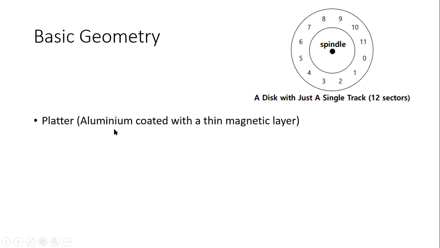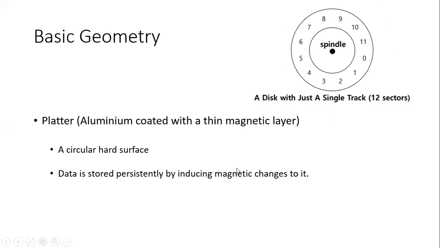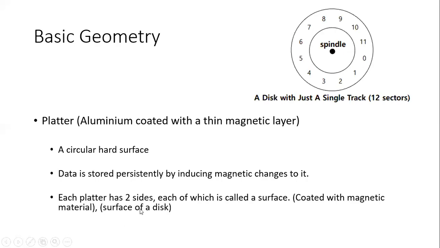The platter is aluminum coated with a thin magnetic layer, a circular hard surface, so nothing but the disk we can say. Data is stored persistently by inducing magnetic changes to it, right? Each platter has two sides, each of which is called a surface, so the upper surface and the below surface. Both surfaces can be used for reading and writing.